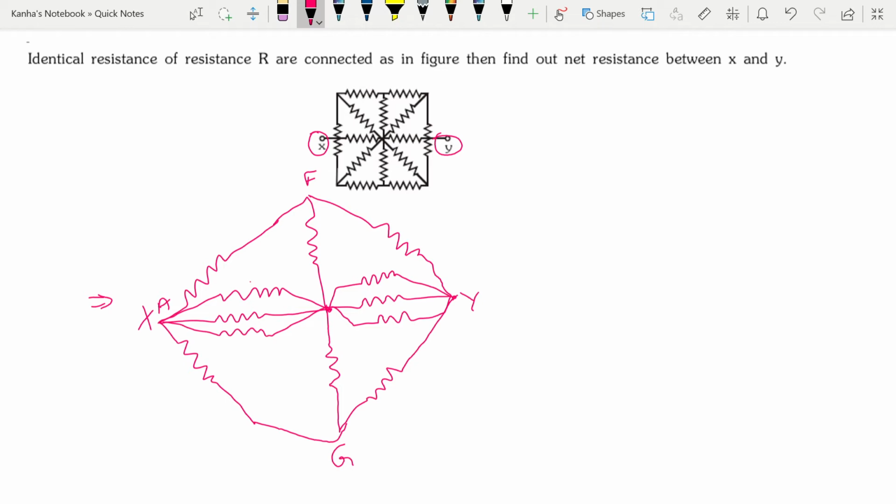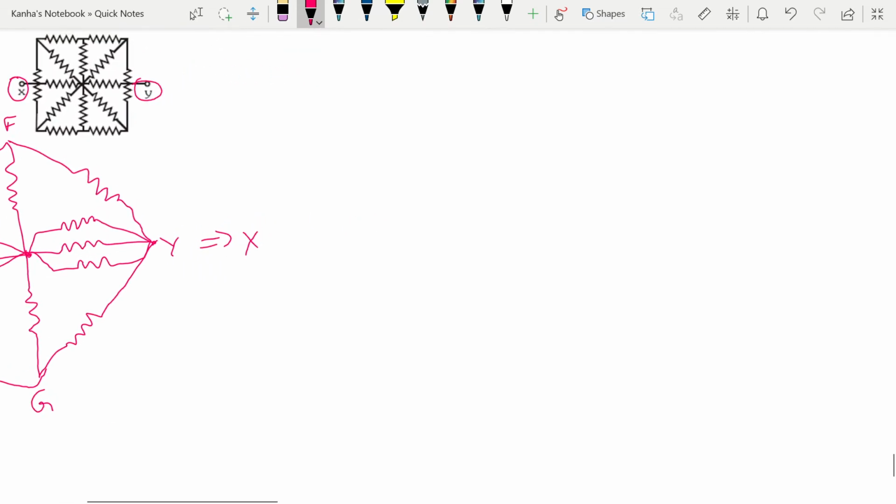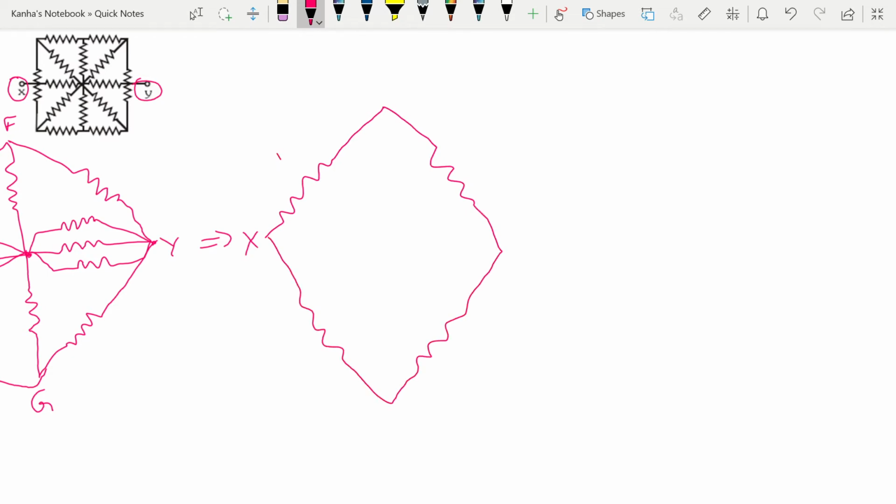Now you can see that these 3 are in parallel, and this can be easily reduced to X. Then you have a resistance R, then you have another resistance R, and you have another resistance R. All these are R. Then there is an R by 3 here because you took 3 resistances in parallel. You have another R by 3 here, and then you have R and R.